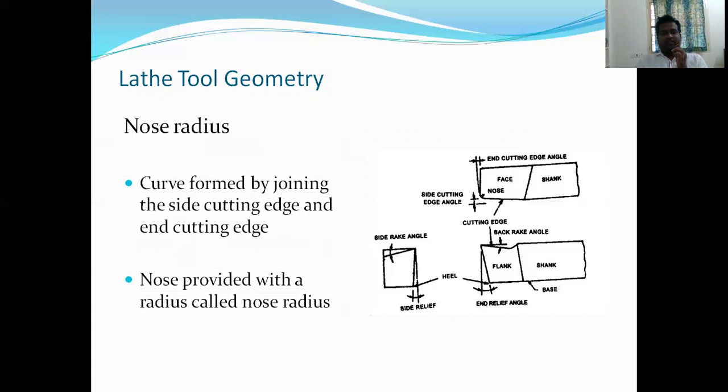The nose provided with a radius is called the nose radius. That radius is called the nose radius, right? This is the curve formed by joining the side cutting edge and end cutting edge.